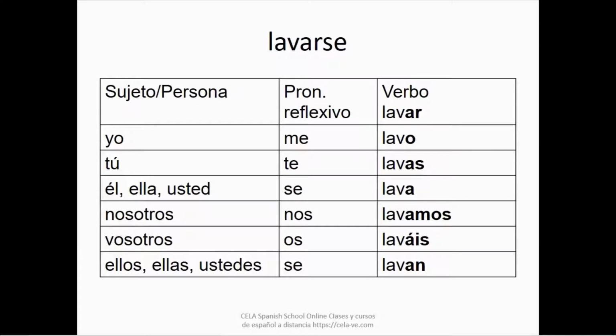Here we have the complete conjugation of lavar. Lavo, lavas, lava, lavamos, laváis, lavan. If it is reflexive, me lavo, te lavas, se lava, nos lavamos, os laváis, se lavan.